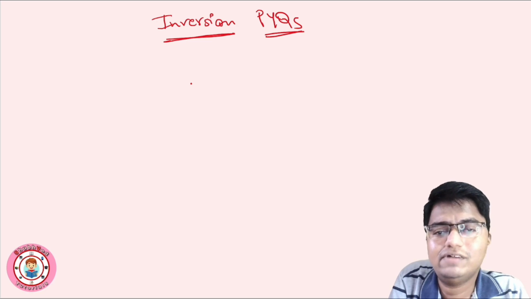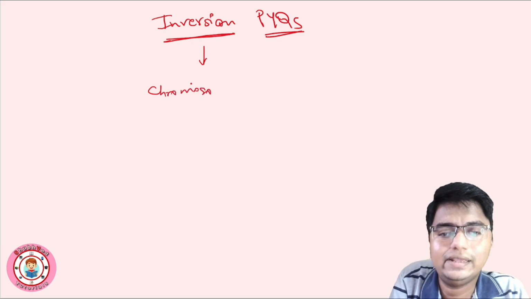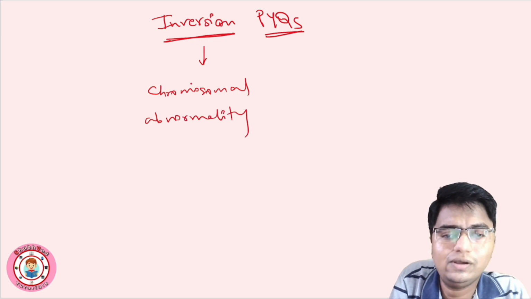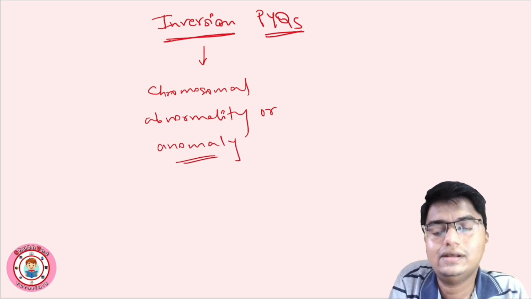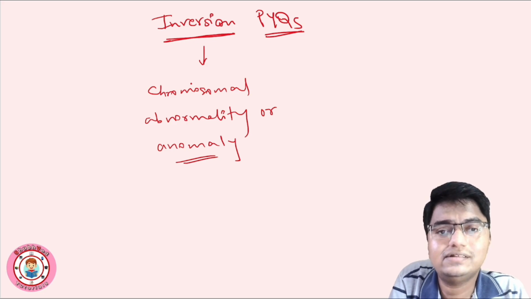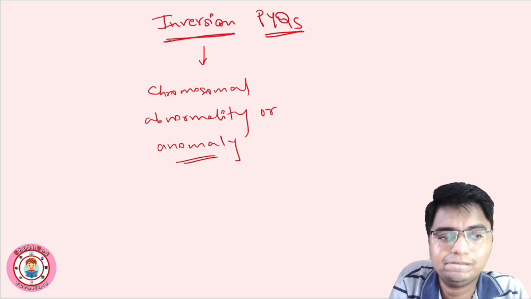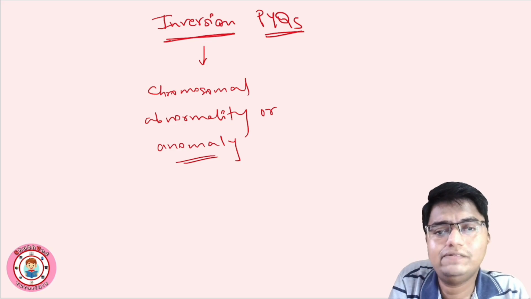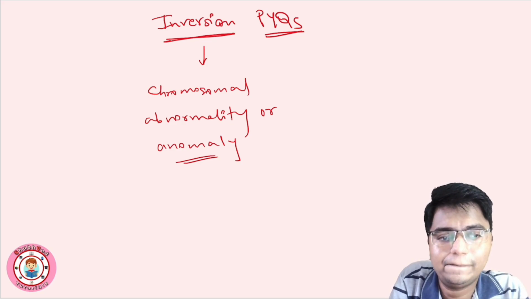We have discussed inversion in detail. What is inversion? Chromosomal abnormality, or we can say anomaly. So we have discussed what is inversion in detail. First watch that video, then come to this video. It will make it easier for you.